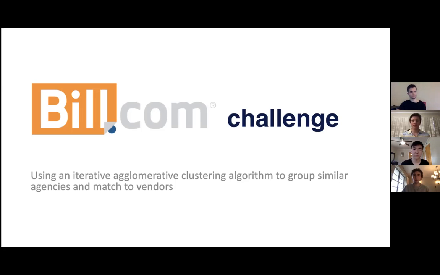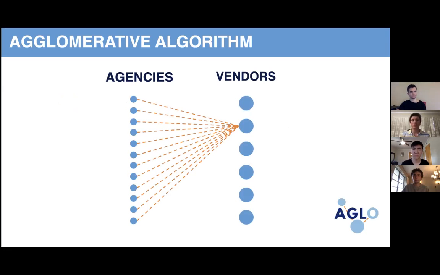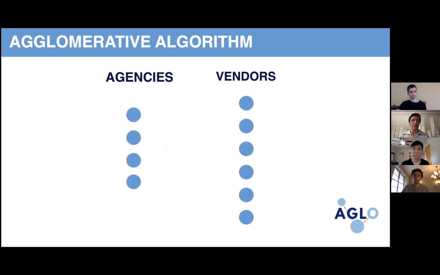Next, we use an iterative agglomerative clustering method. This algorithm starts with a candidate clustering for vendors. Based on this clustering, it finds the average weight between all vendors in a cluster and each agency. The two agencies with the smallest total difference in corresponding edge weights are then combined into a cluster. Once agencies are clustered, the process repeats in the other direction, using these agency candidate clusters to generate new vendor clusters. The algorithm iterates until convergence is observed.